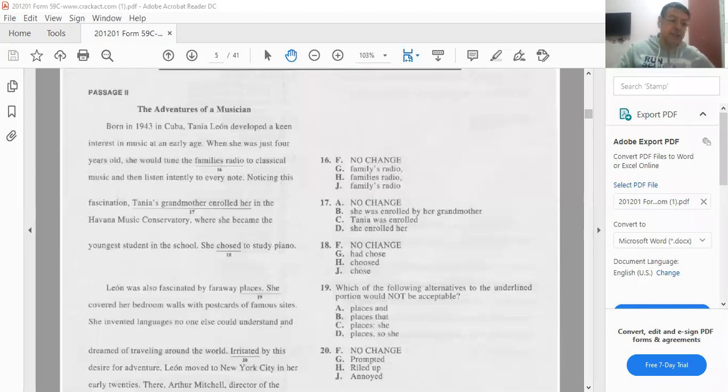All right. Today's passage is entitled "The Adventures of a Musician."